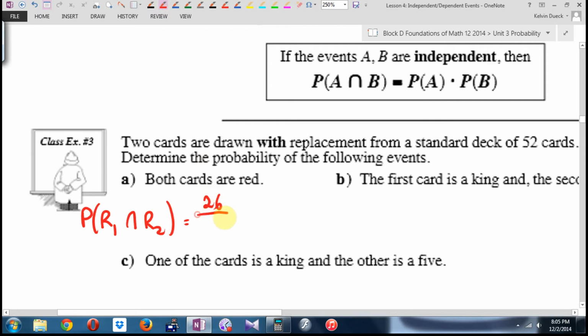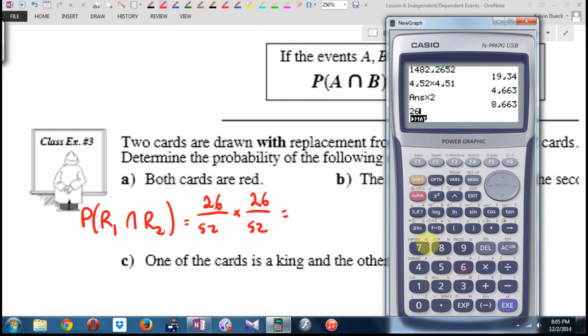26 out of 52. And now this time you put the card back, you shuffled up again. How many reds are there? Still 26 out of how many cards are there? 52. Hey, you know what? It's going to be 26 out of 52 squared. Now, I wasn't sure if I could square a fraction. Let me see if that works. Or does it just square the 52? Yeah, it just squares the 52. So I'd have to go like this: 26 fraction 52, all squared, brackets. Anyways, a quarter.